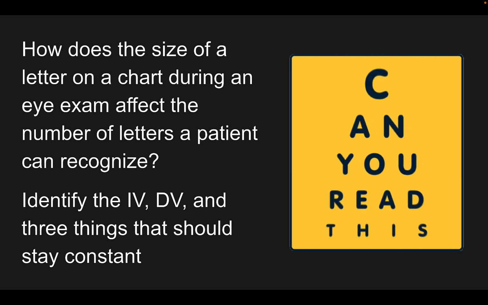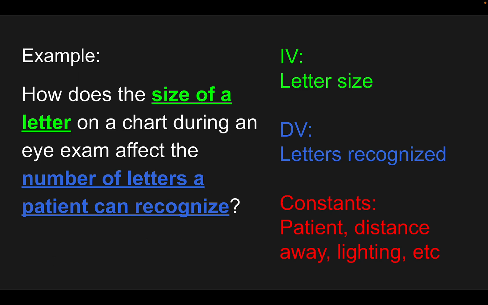Okay, so we've got a lot going on there. But what we want to do is figure out what's the independent variable, the dependent variable, and 3 things that should stay constant. All right. So first of all, let's figure out, what are we comparing? Well, if our question is how does the size of a letter on a chart affect the number of letters a patient can recognize, we're comparing this letter size and the letters recognized.